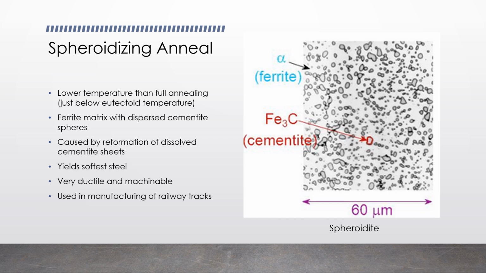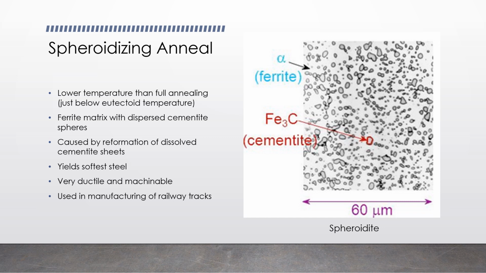The final type of annealing I want to talk about is spheroidizing anneal. This happens at a lower temperature than full annealing, just below the eutectoid temperature. It's comprised of a ferrite matrix with dispersed cementite spheres. These spheres form after the cementite sheets are dissolved and then reformed into the cementite spheres.